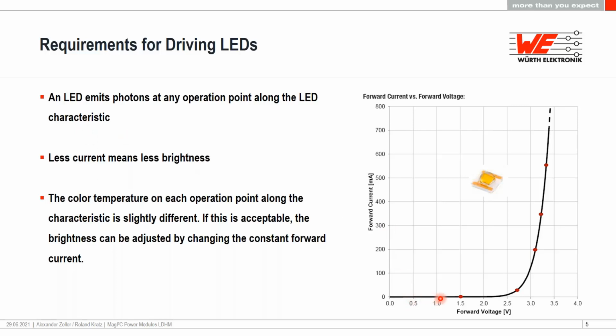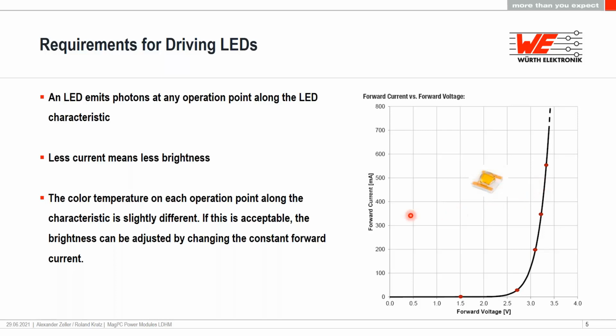An LED emits photons at any operation point along the LED characteristics. Less current also means less brightness. And what is also very important: if you need to maintain a specific light, a specific color temperature, which also means that the chromaticity coordinates of the LEDs have to be maintained, then you need to stay at a fixed current and use the brightness at this point.